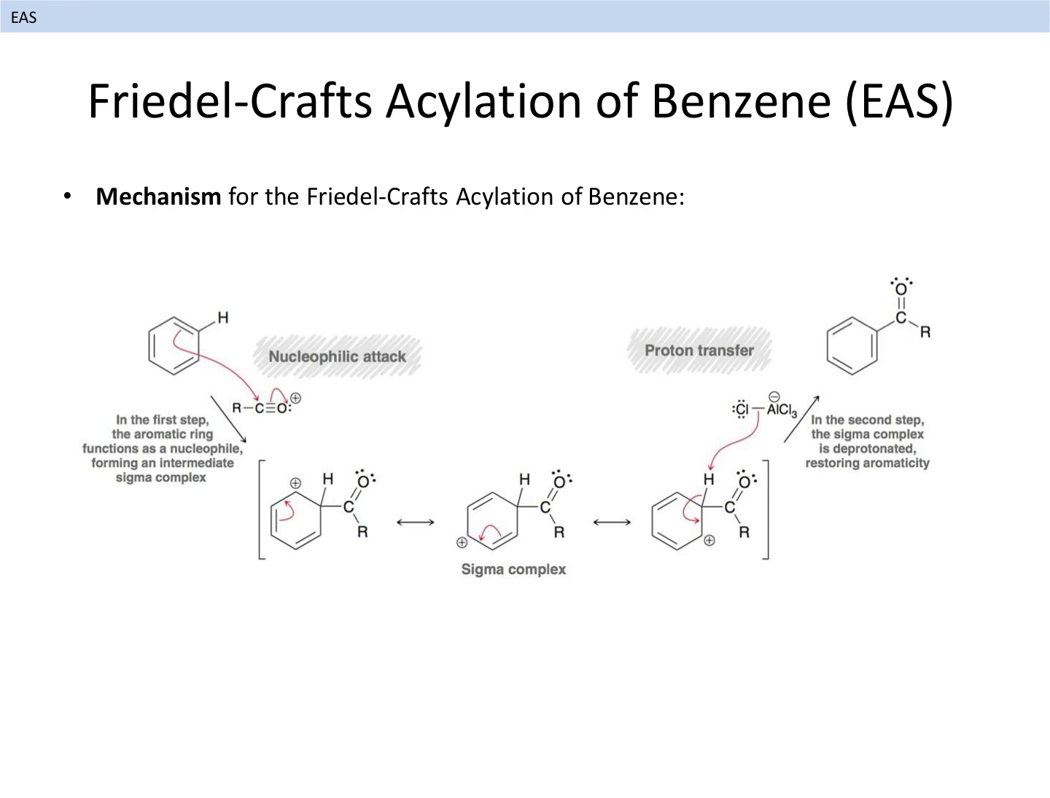This two-step mechanism, nucleophilic attack followed by proton transfer, demonstrates how Friedel-Crafts acylation effectively introduces acyl groups into aromatic rings, enhancing the versatility and utility of benzene derivatives in organic synthesis. That concludes the second part of Lesson 4, where we explored the important EAS reactions of benzene, wrapping up with the Friedel-Crafts alkylation and acylation.